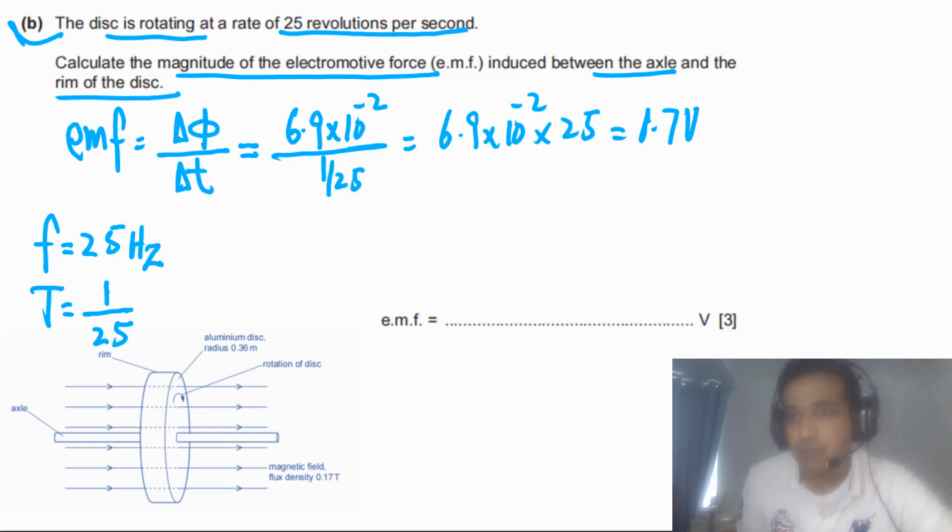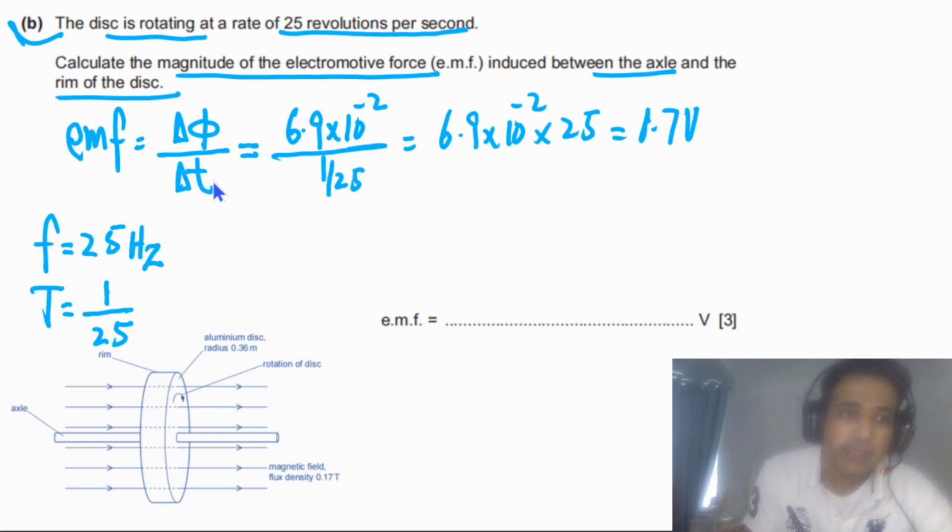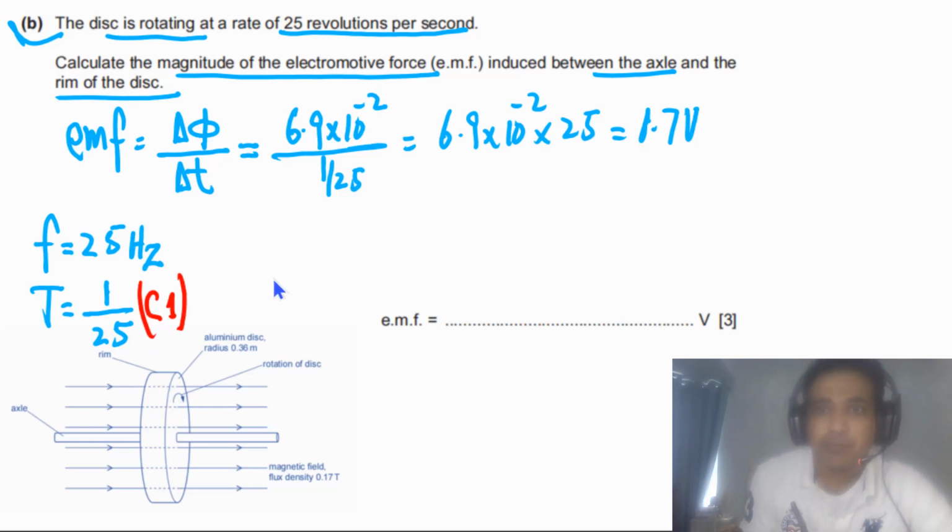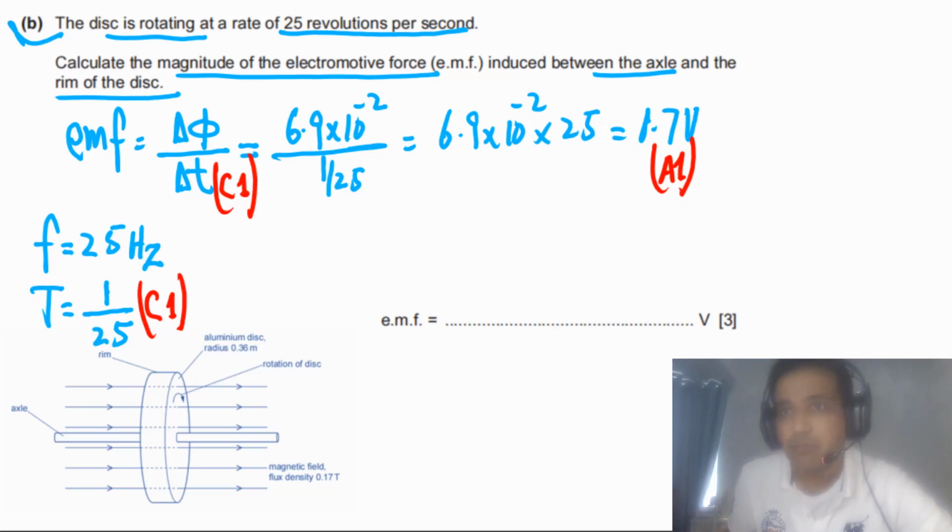This question has 3 marks. First mark you will get if you have written that time period is equal to 1 over 25, so you will get 1 C mark. And the second C mark you will get if you have written this formula. And the last mark is the answer mark. If you have got the right answer, you will get 3 marks.